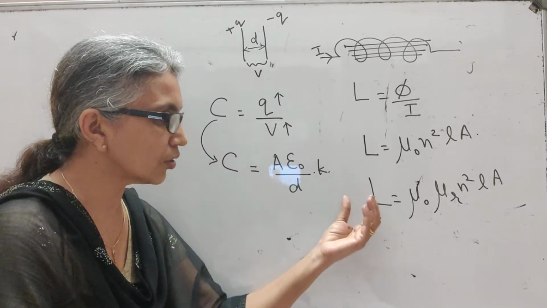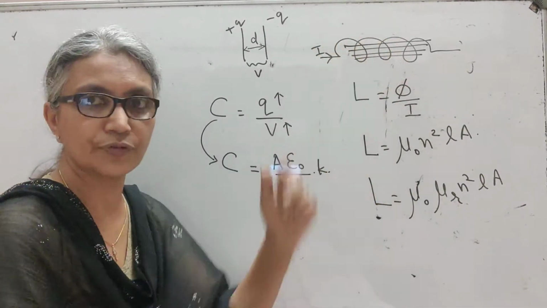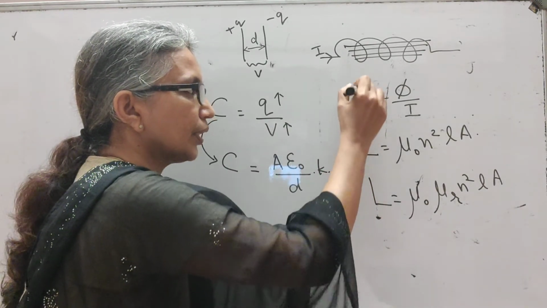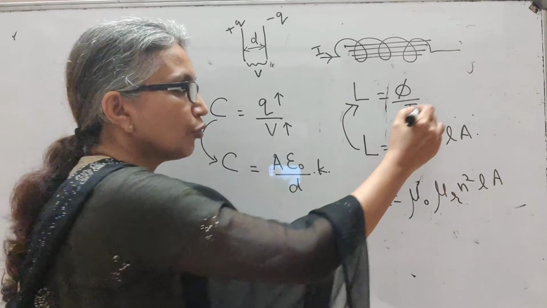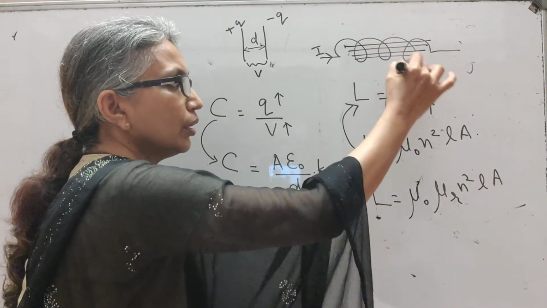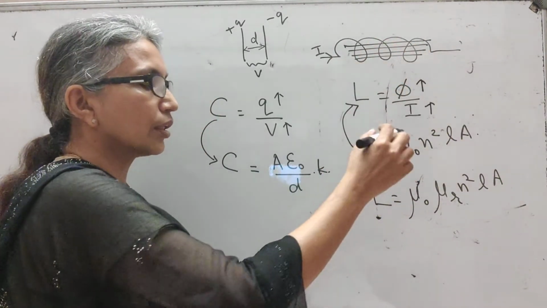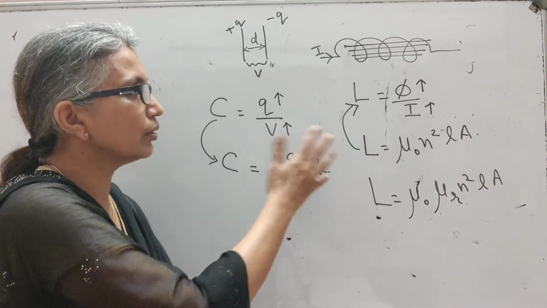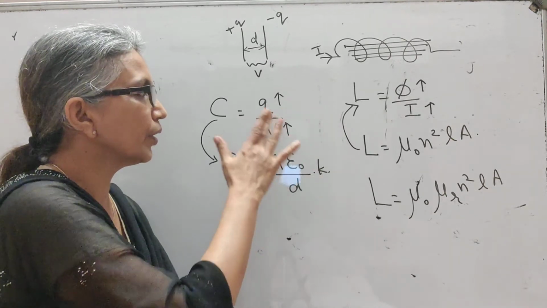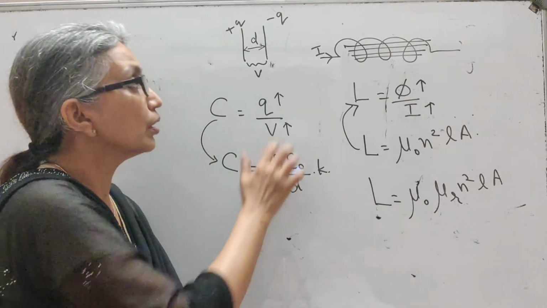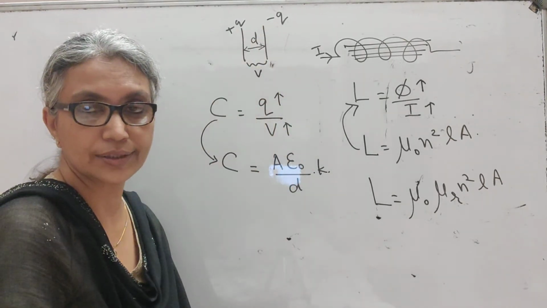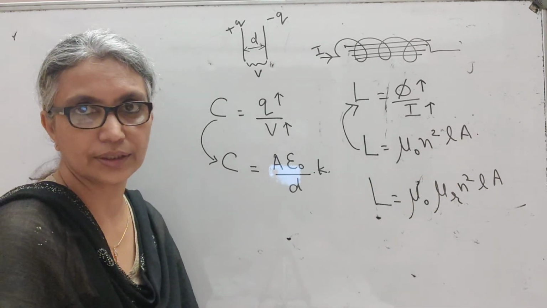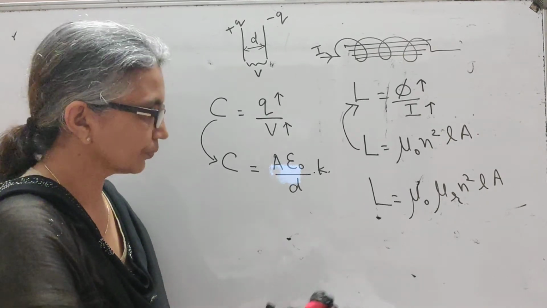So you see L is a constant dependent on the characteristics of that solenoid or the inductor. Now L is also equal to phi by I. So L being a constant, if you increase current through the coil, the flux through the coil also increases, keeping L a constant. So you need to remember the comparison, that is C depending on the characteristics of that capacitor, and L also depends like that. Okay.